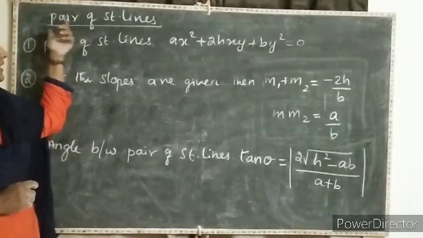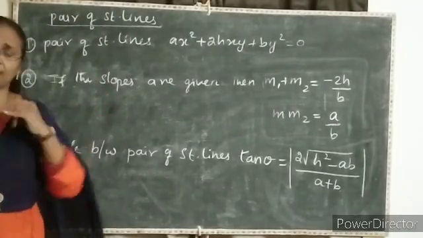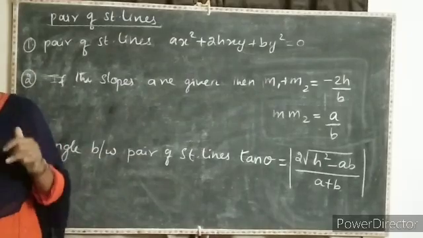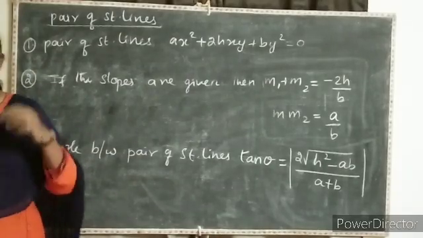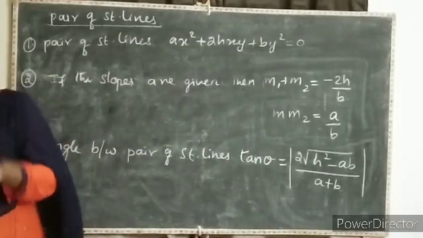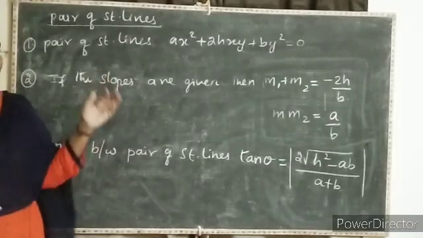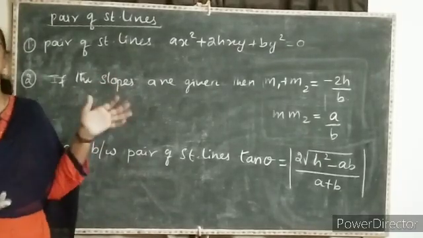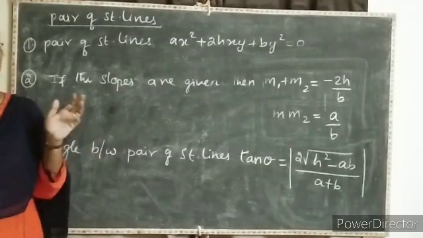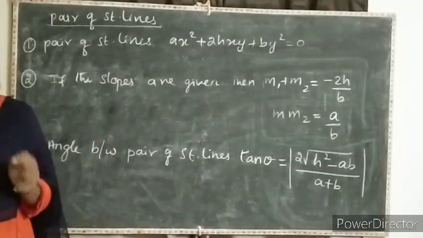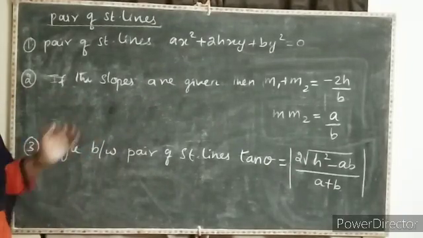Now we are going to learn the pair of straight lines: the general form of a pair of straight lines, the angle between the pair of straight lines, and the conditions to be parallel or perpendicular. We have 14 concepts to be learnt and memorized. The formulas are very important. Let's see them one by one.